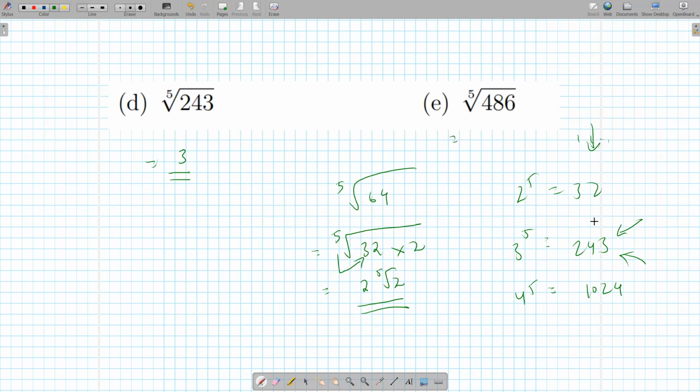486, it's not a perfect fifth power number, but we can write this in terms of 243 times something. This is the same thing as 243 times 2. And we know the fifth root of 243 is simply a 3, and then we're left with the fifth root of 2, and there you go, that's the final answer. You see that?